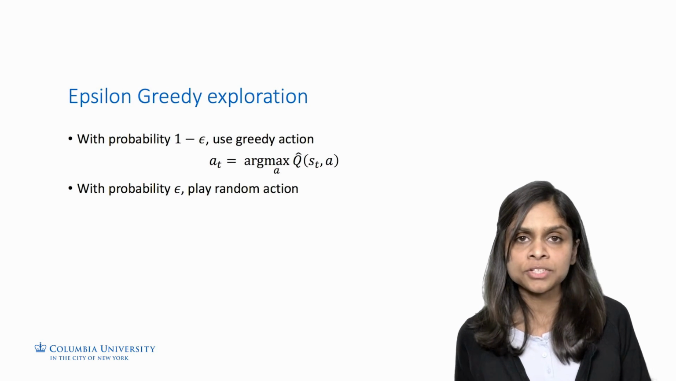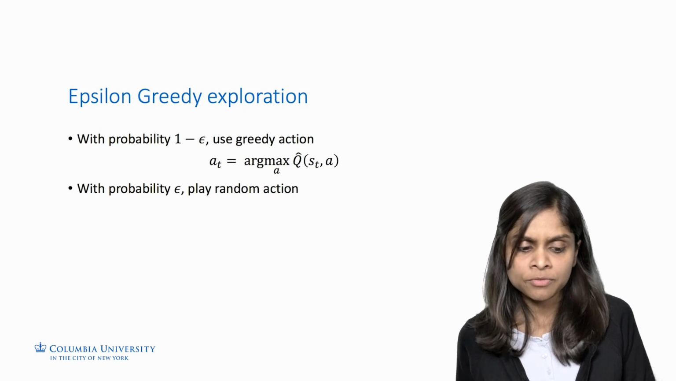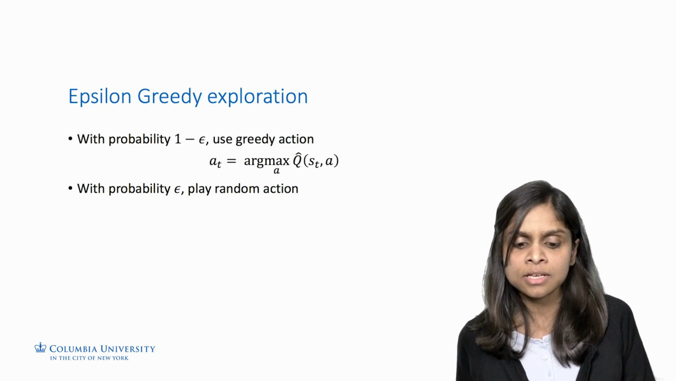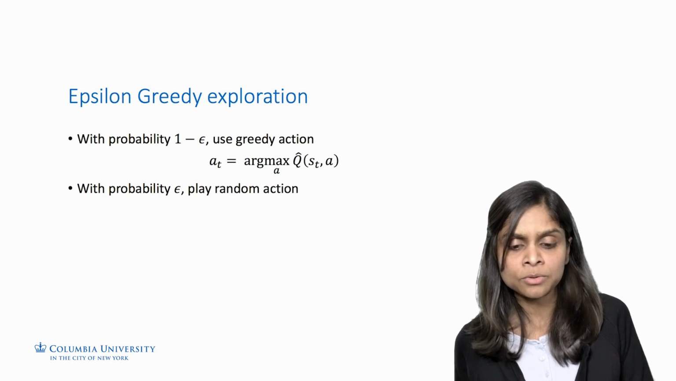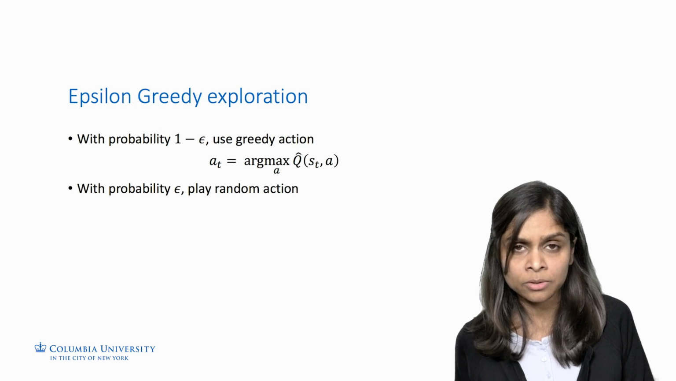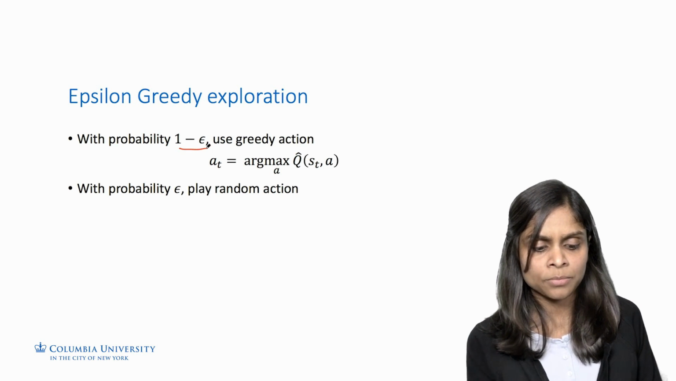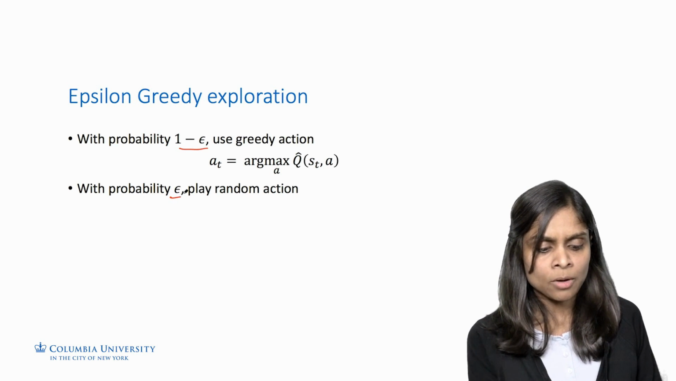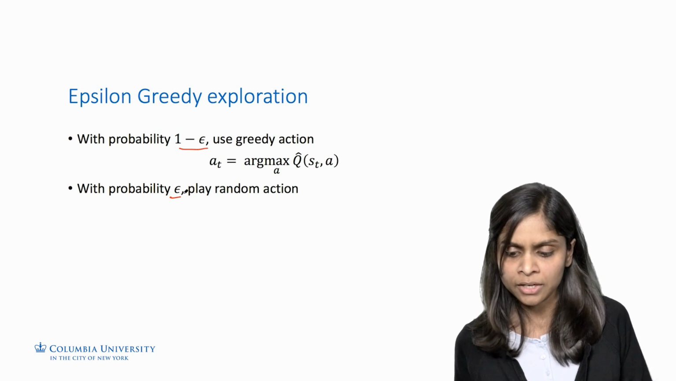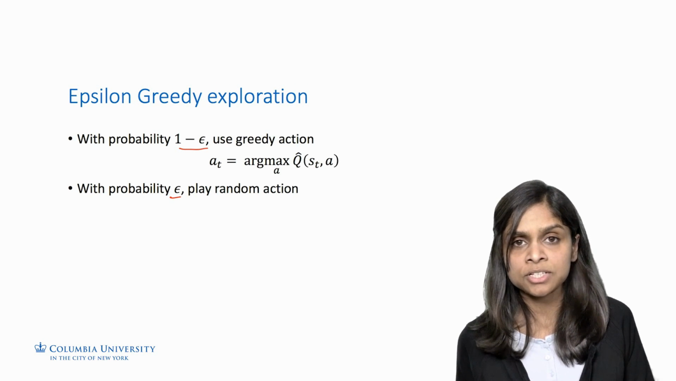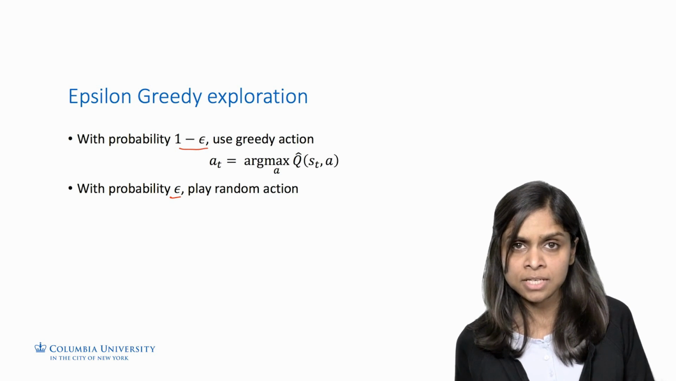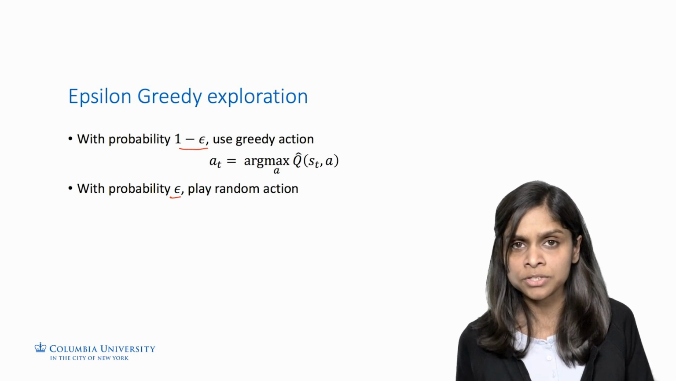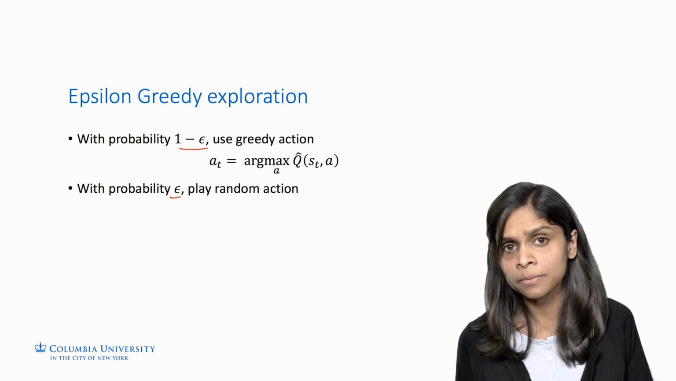A simple strategy for including some exploration for the underexplored states and actions is to use an epsilon greedy strategy. The idea is simply to take the greedy action suggested by Q-learning with 1 minus epsilon probability, and with small probability epsilon, just play a random action. This simple strategy actually works surprisingly well in practice, even though more sophisticated strategies have been proposed for larger and more complex problems in literature.